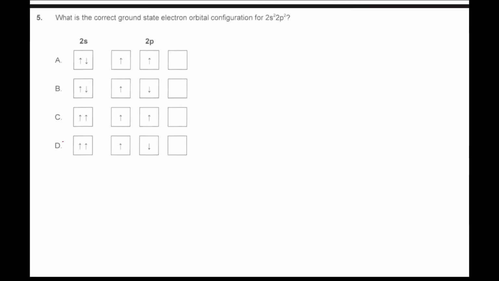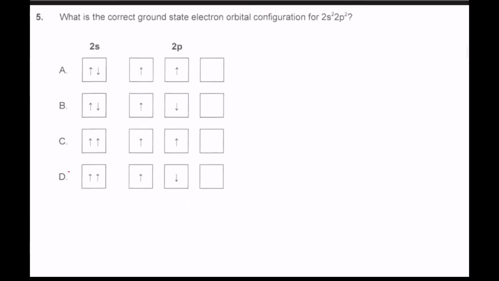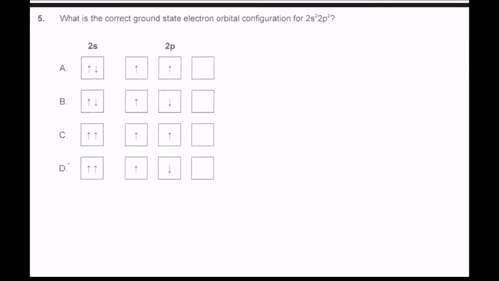Now for question 5, we have to state the correct ground state electron orbital configuration for 2s2 2p2. So 2 electrons are there in the s subshell and 2 electrons will be there in the p subshell. Then in the s subshell, because of the Pauli exclusion principle, we should have electrons in the opposite spin. So if one electron is in the clockwise spin, the other should be in the anti-clockwise.